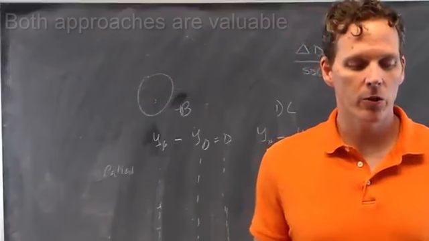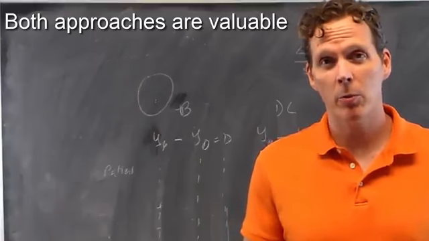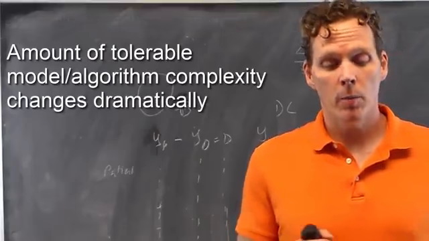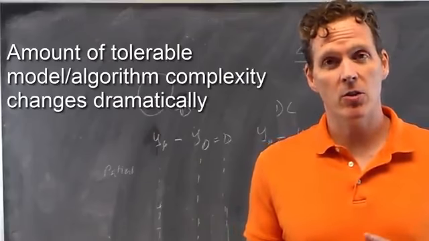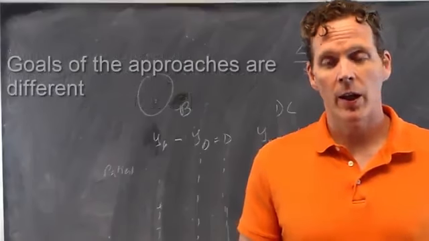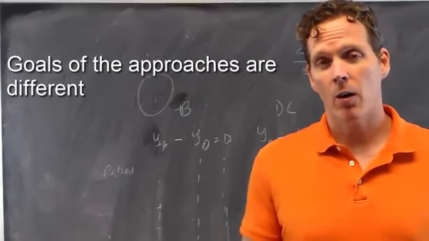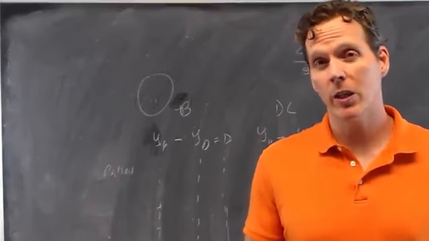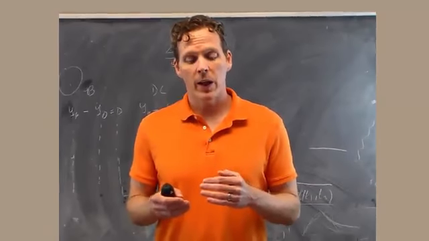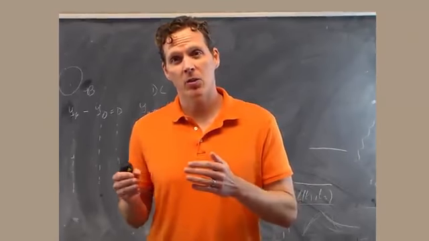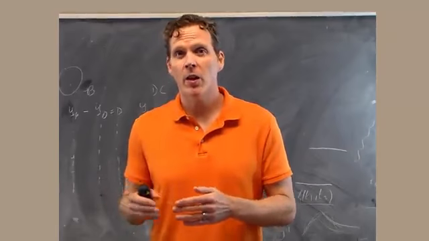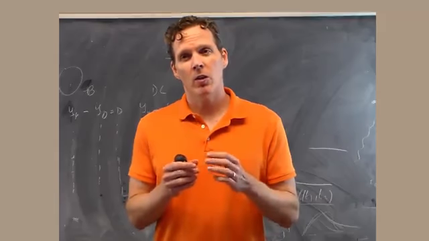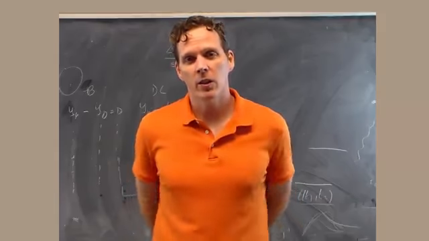So some lessons learned are that both approaches are extremely valuable and they have their place. And the amount of tolerable model and algorithm complexity changes dramatically between the approaches, and their goals are often very different. However, I would add this caveat: there's a fair amount of work in making machine learning more interpretable and a fair amount of work in making traditional statistical approaches have better prediction. So it does seem like both fields are working towards some common areas in the middle.